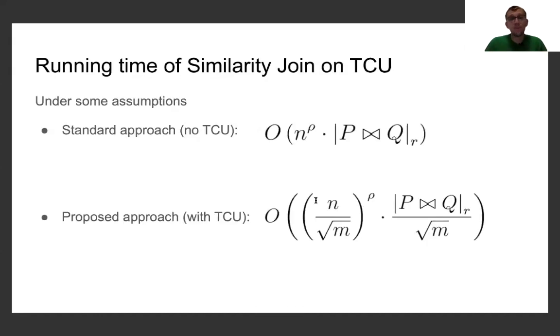So summarizing, if we compare the two approaches, the standard approach using LSH and no TCUs has running time n to the rho times this term here, and this term is the number of near pairs. With the proposed approach, we have an improvement because first we divide the overall running time by a factor square root of m. Also, this term here improves by a factor square root of m to the rho. So the overall improvement of our algorithm is square root of m to the 1 plus rho.